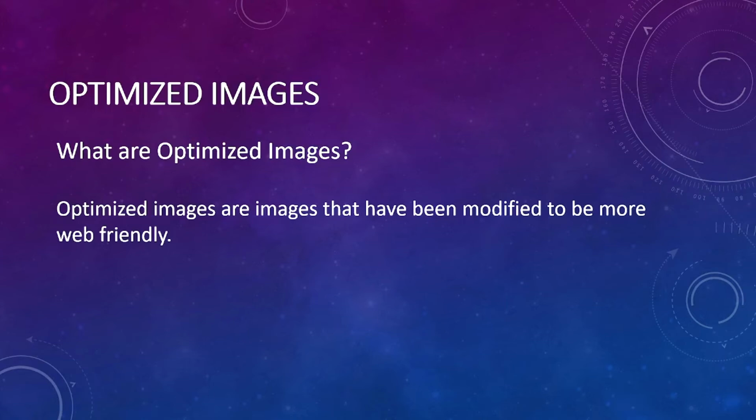So next we looked at optimized images. So what are optimized images? These are images that have been modified to be more web friendly. This is done by reducing the file size and removing unnecessary data from the image. This helps decrease the load time and helps to create a better user experience for your website visitor.